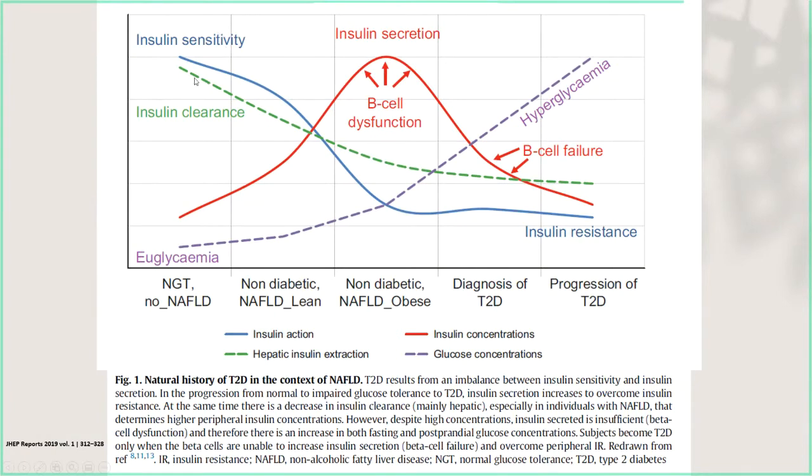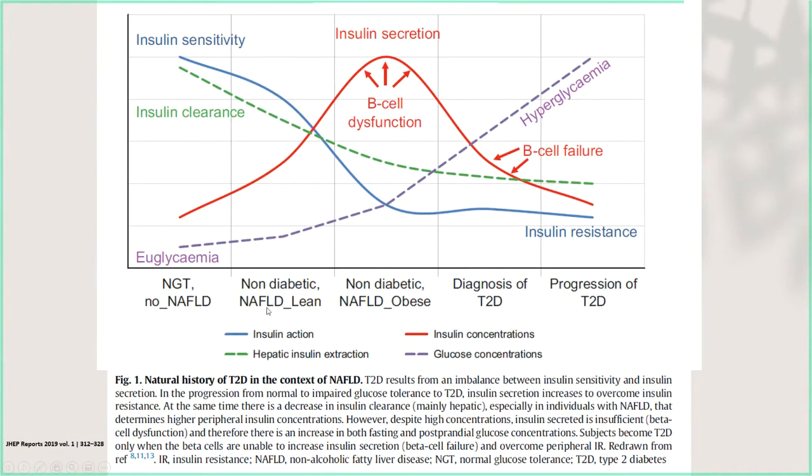So the first thing you have is normal glucose tolerance, normal fat. This is normal. As insulin sensitivity decreases, there's an increase in insulin secretion. Blood sugars start rising, but are still in the normal range. So this is where you have a non-diabetic person, and the person could still be lean or obese.